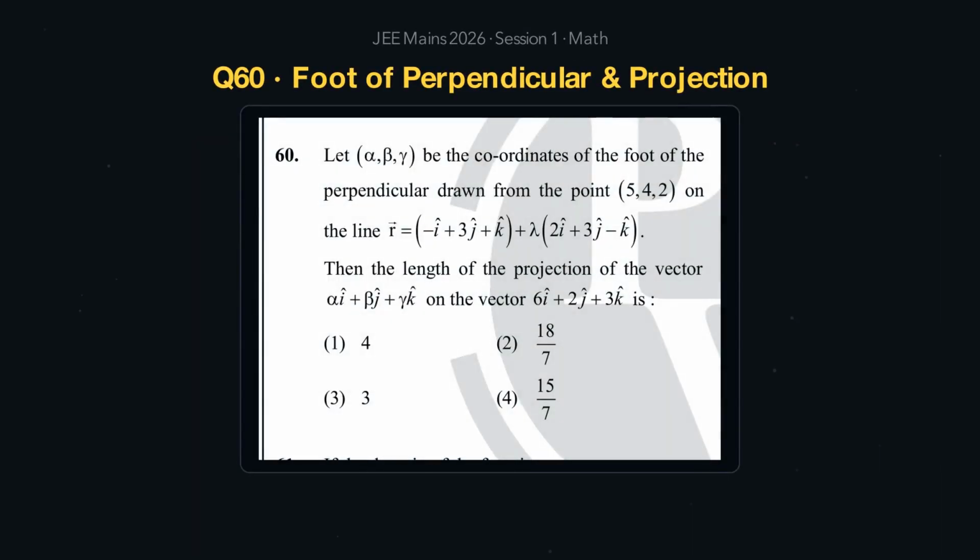Here's a classic JEE 3D geometry question. Find where a perpendicular from a point lands on a line, then project that landing point onto another vector.